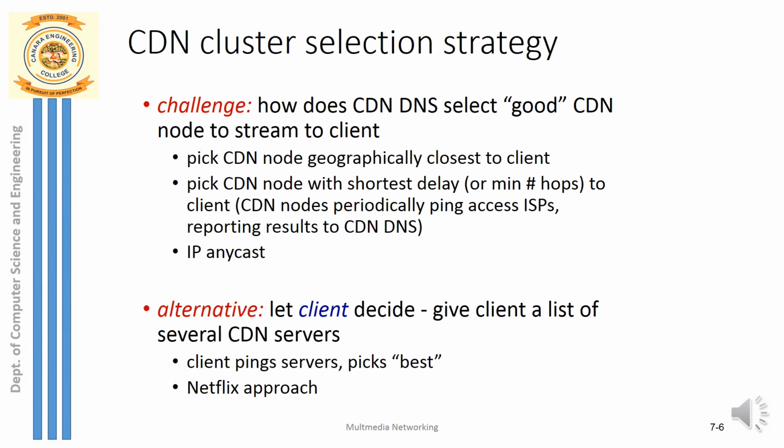So like I already said, the cluster selection strategy. We have the cluster which has to be selected. A good CDN cluster has to be chosen. A good CDN node is nothing but the closest CDN cluster. So geographically multiple CDN servers are located. Geographically closest means the nearest server to the client, based on the shortest path calculation, minimum hop calculation, the closest cluster can be chosen. So based on that shortest path calculation, the best CDN server can be chosen.